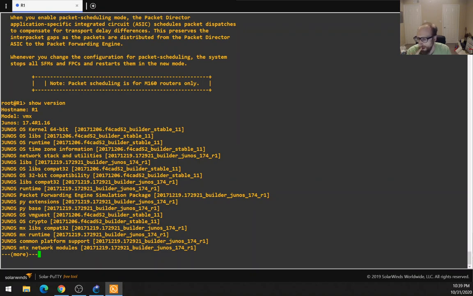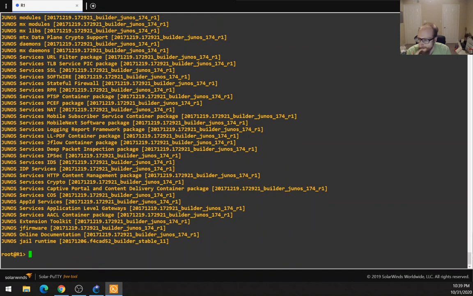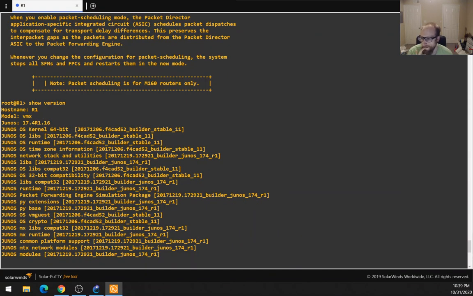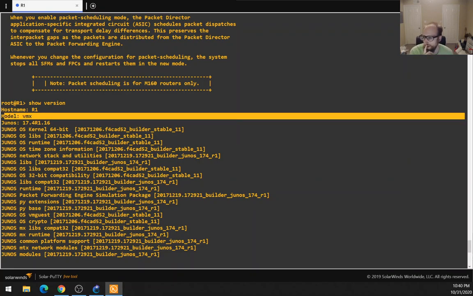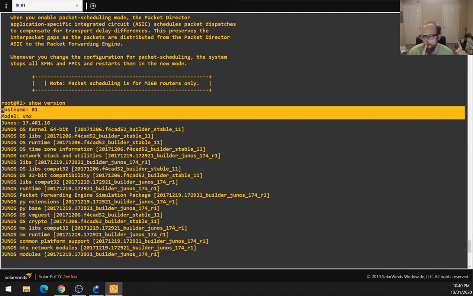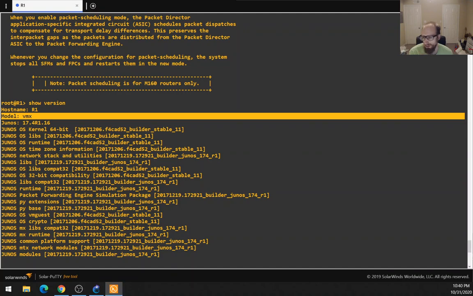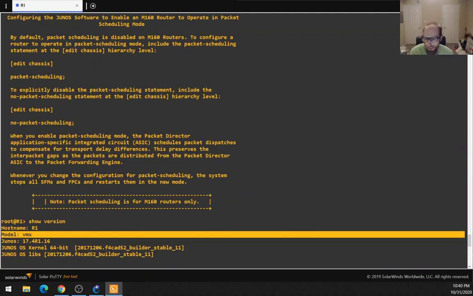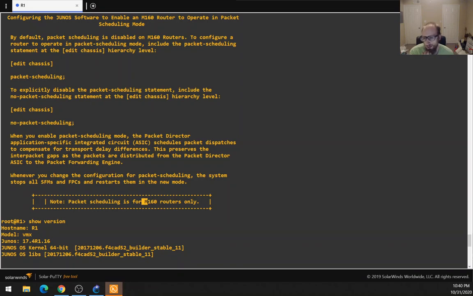This is going to be a, right here, model VMX. So this is not an M160. And I'm not sure what's going to be on the exam. They'll either be VMXs just like this, or they'll probably be MX80s. But one thing I know for sure, they're going to be MX routers, and not M routers.